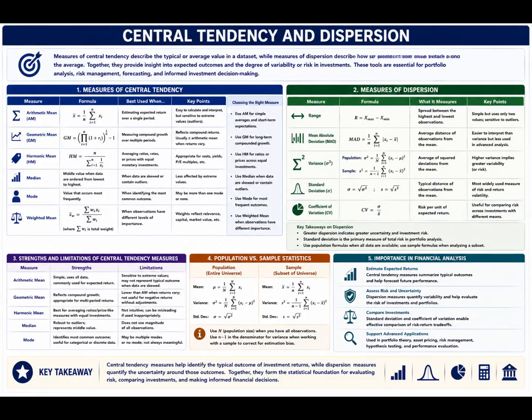Central tendency and dispersion introduces statistical tools used to summarize and analyze investment data. In finance, analysts frequently work with large datasets involving returns, interest rates, earnings, and economic indicators. Measures of central tendency help identify the typical or average value within a dataset, while measures of dispersion assess how spread out the observations are around the average.